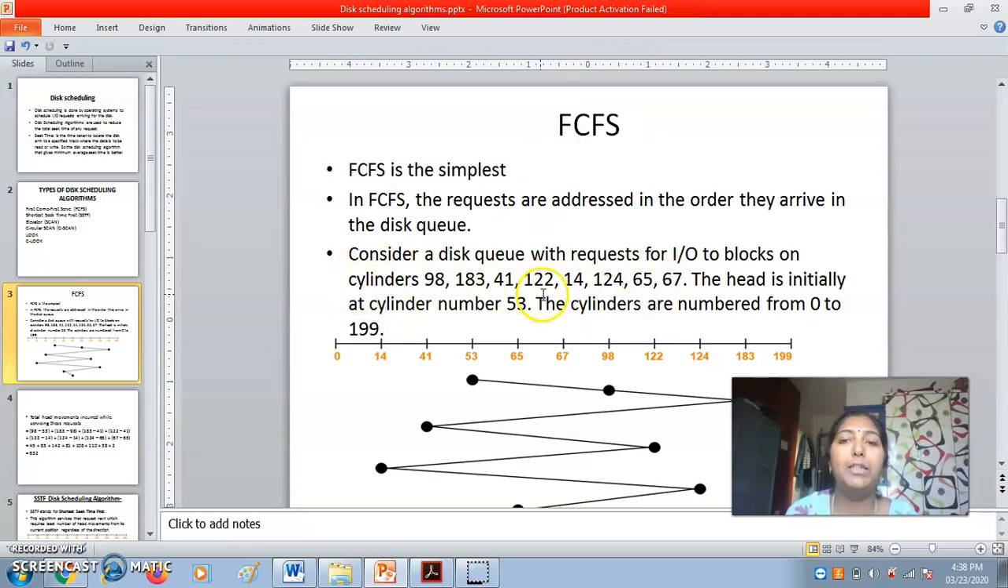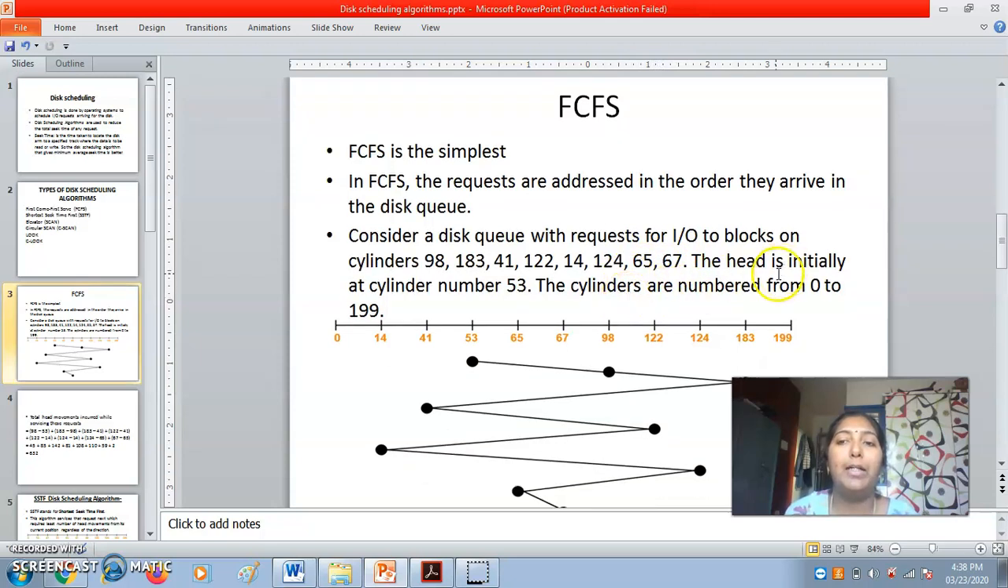Consider that we have cylinder numbers from 0 to 199, in which we have to access several cylinders, and the IO request cylinders are 98, 183 and so on up to 61. We are assuming that initially the disk head is at cylinder number 53. So from this 53 we should service all these remaining disk requests.